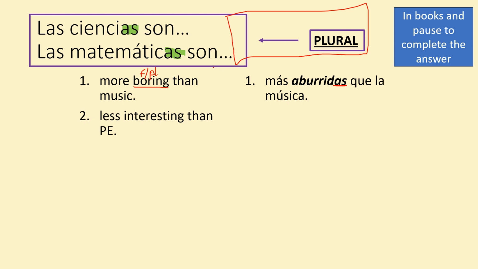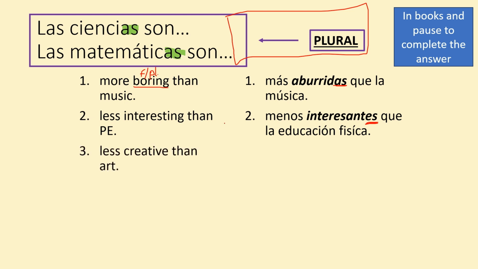Number 2, less interesting than PE. Come back for the answer. Answer in 3, 2, 1. Menos interesantes que. If you put interesantas, I totally understand why you've done that, because you've got aburridas up here. But remember, interesante is the original adjective, so we keep it as an E and we just add an S. Number 3, here you go. Have a look in your knowledge organizer for creative if you can't remember it. And let's show our answer in 3, 2, 1. Menos creativas que el arte, or you could have put el dibujo.